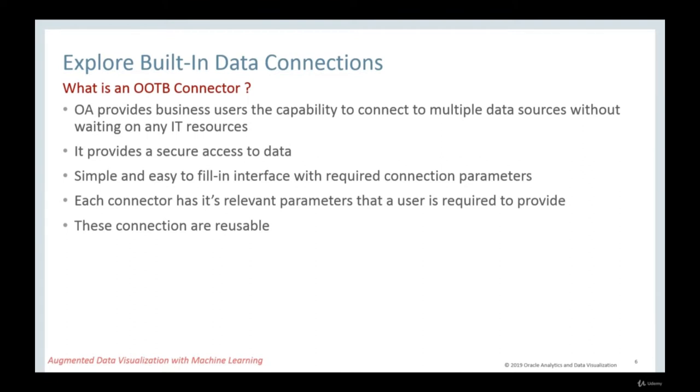After a connection is created, an analyst can bring in the data as a data set before he can create a visualization project. To create connections, Oracle Analytics provides business users the capability to connect to multiple data sources without waiting on any IT resources. It provides secure access to data. Each of the supported data sources has a unique connector. Each connector has its own set of parameters which the users have to provide. For example, an Oracle DBaaS connector requires host IP, port number, and service name parameters, while a SaaS connector requires the OTBI URL. Most connectors also require the user ID and password for a secure connection. These connections that are created are reusable.